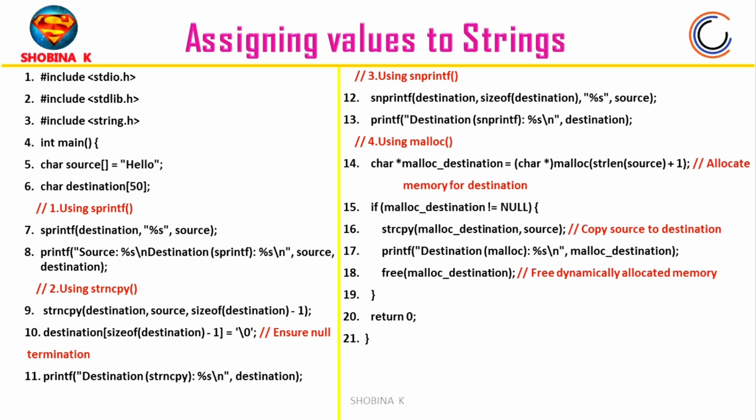The next part is the source string declaration. Here we declare a character array named source and initialize it with the string "hello". Next, the destination buffer declaration. Here we declare a character array named destination with a size of 50. And here's where we store the destination string.